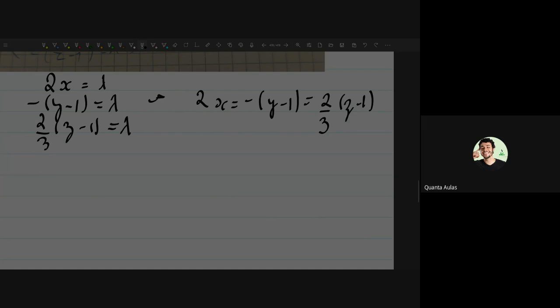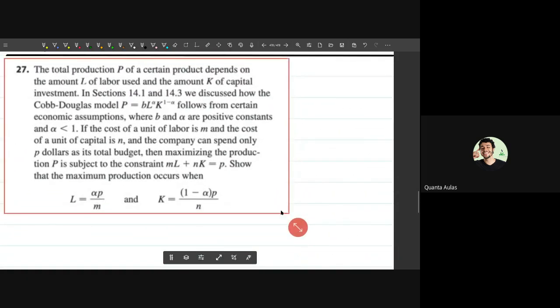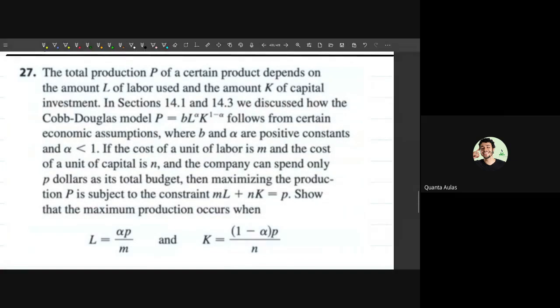Oh my God, the Cobb-Douglas model is trash. I hate this thing because this is very hard, and this is not about my formation in math. But I already worked a lot of times with the Cobb-Douglas model, so I know how to do this probably. The total production P of a certain product depends on the amount L of labor used and the capital. Now we discuss how the Cobb-Douglas model follows from certain economic assumptions, where B and alpha are positive constants, alpha less than 1. If the cost of a unit of labor is M, the cost of a unit of capital is N, and the company can spend only P dollars as its total budget, then maximize the production P.